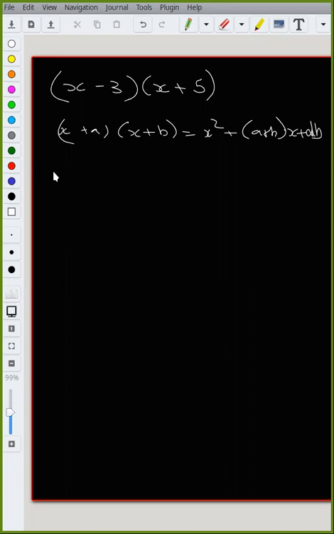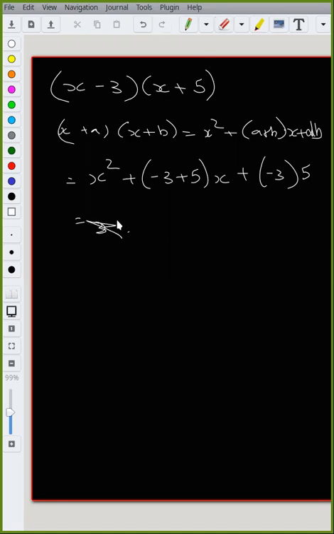So let's do that now. So x square plus bracket minus 3 plus 5 bracket close x plus bracket minus 3 bracket close into 5. Right. So now what does that work out to be? x square plus 2x minus 15. x squared plus 2x minus 15, right? Easy.